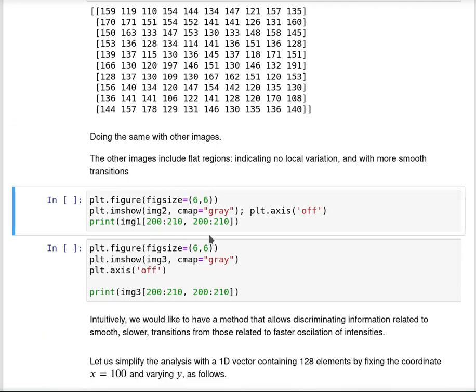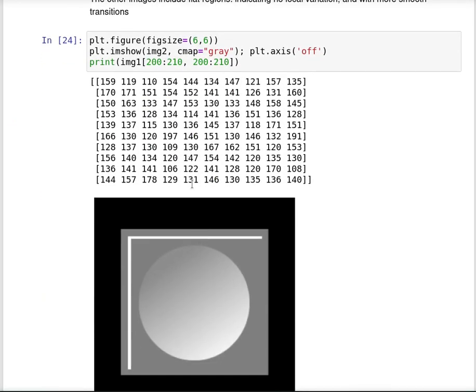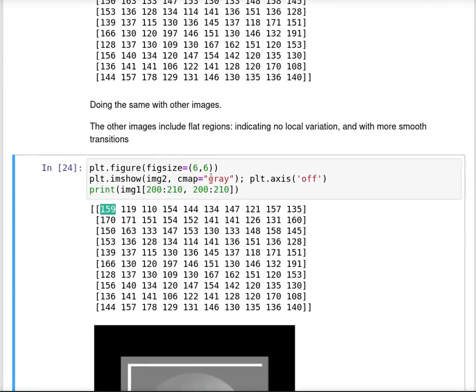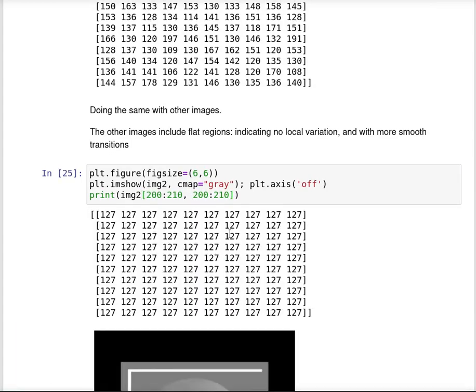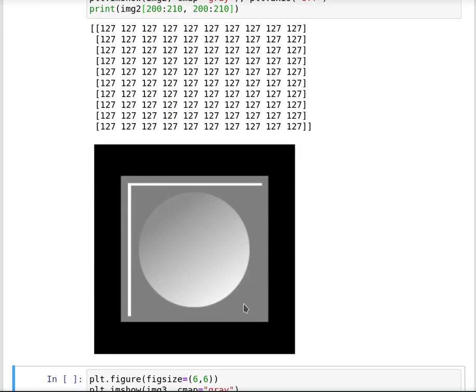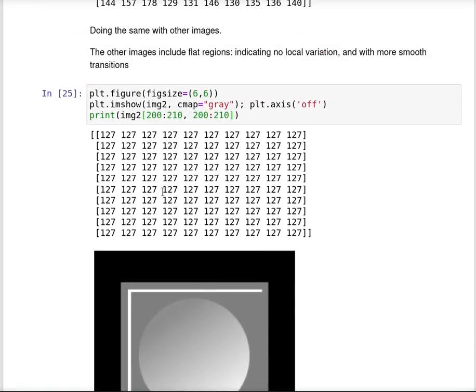Let us do the same with the other images. So the second one here, I just took a part of it. Oh no, I just showed you the wrong one. So in this case, I show you a part of the image that is constant, probably something like in this corner here. It's just 127 along all this rectangle. This means the image, locally in this region, has no variations at all.